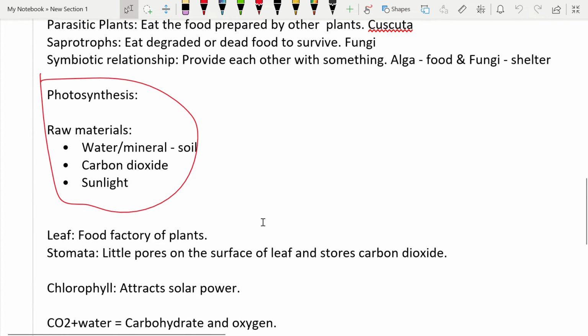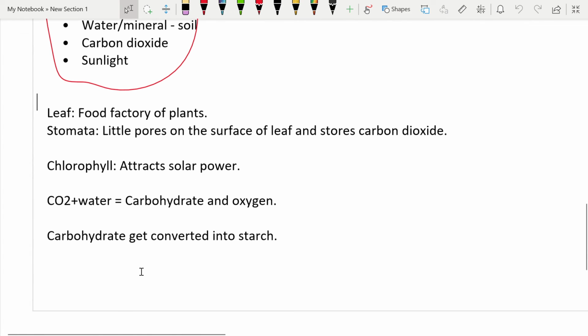Then you've got photosynthesis. Now plants need raw materials to start making their food, right? So they need water and minerals, which come from the soil. Then they need carbon dioxide, which is what we exhale, and they need sunlight to make the food, to get the energy. So leaves are the food factory of the plant. So the whole of photosynthesis happens in the leaves. Then you've got stomata. Stomata are little pores on the surface of the leaf and they take in carbon dioxide.